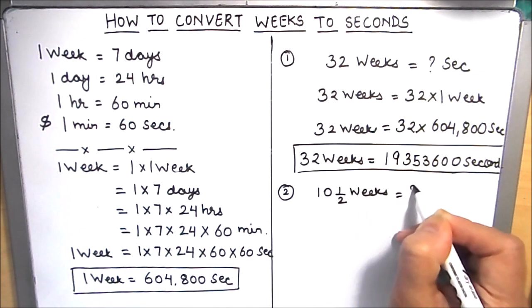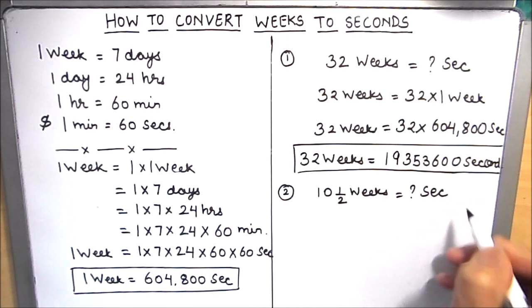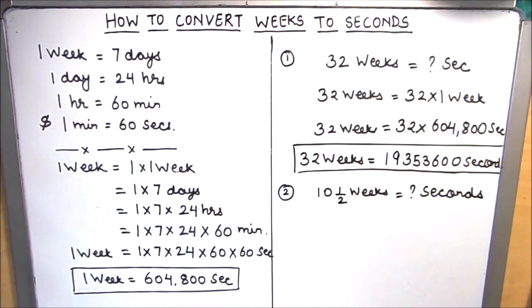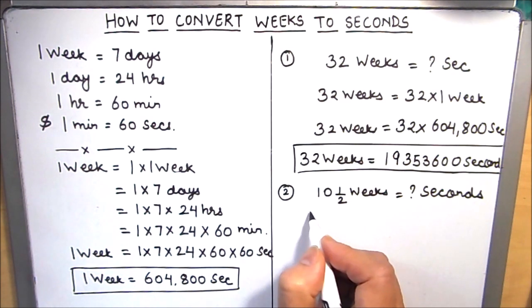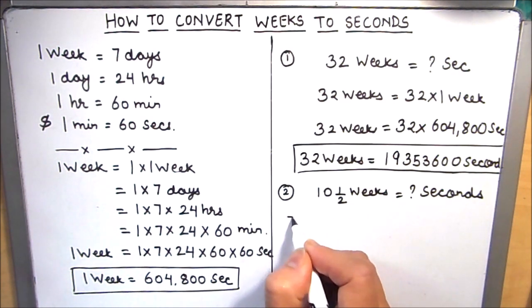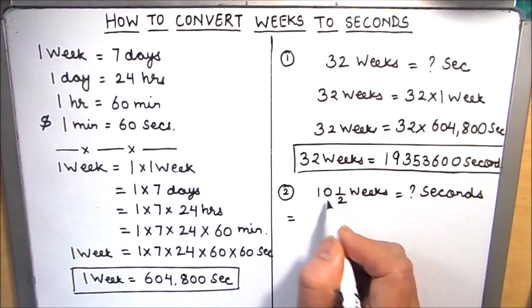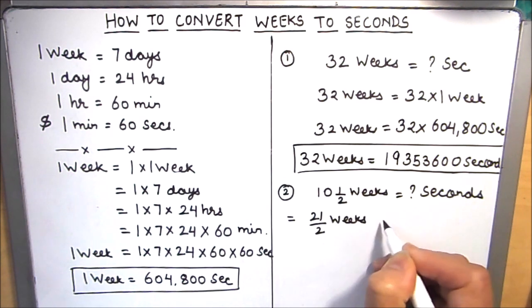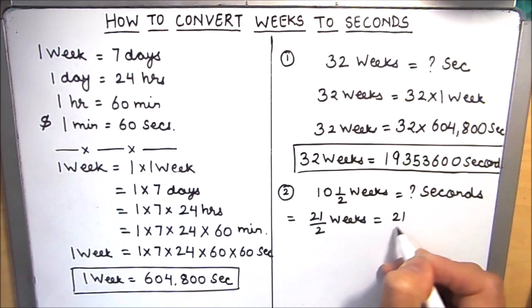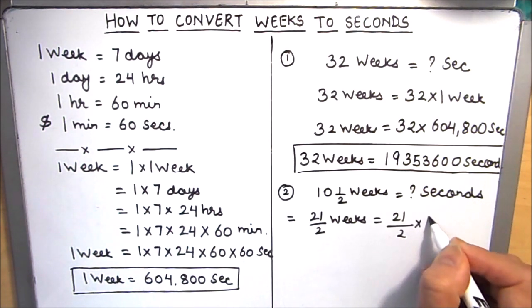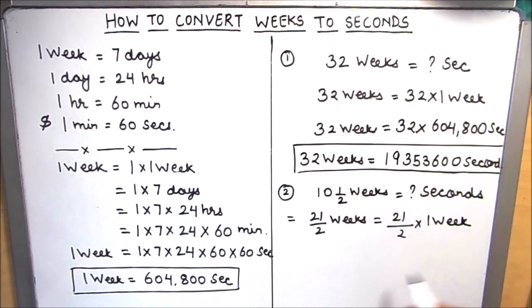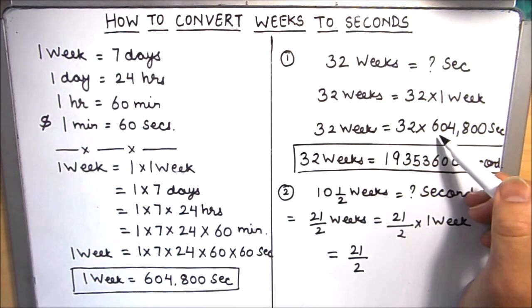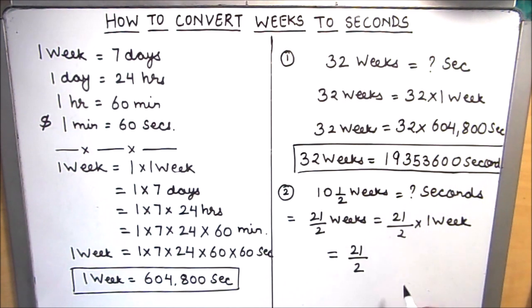Now let's try one more example in which we are going to take 10.5 weeks is equal to how many seconds? So 10.5 weeks, we are going to convert this into a proper fraction. So this will become 21 over 2 weeks, which we can write as 21 over 2 times 1 week, and in place of 1 week we are going to write 6,04,800 seconds, because we know that 1 week is this many seconds.